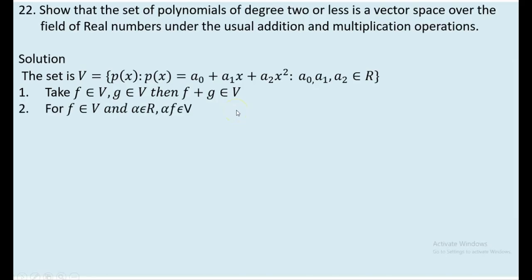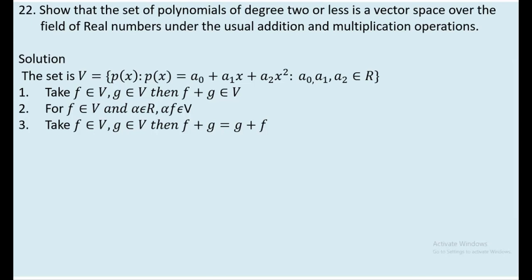Coming to the second, take an arbitrary element from V. Take a function f, which is a polynomial with degree less than or equal to 2. Take an arbitrary real number from the field and multiply this polynomial by that scalar. What is going to come? Clearly, the coefficients are going to be multiplied, with no change in the degree. So as long as f is taken from V, alpha f is again in V, so closure holds here too.